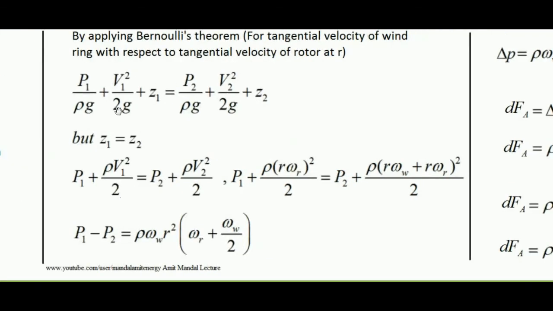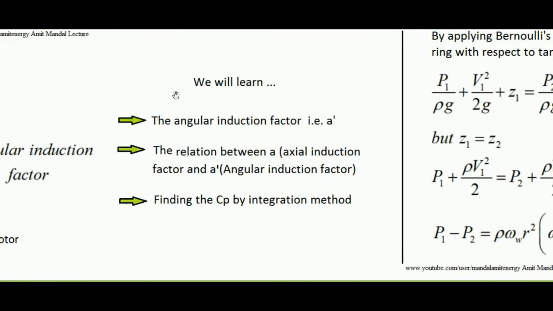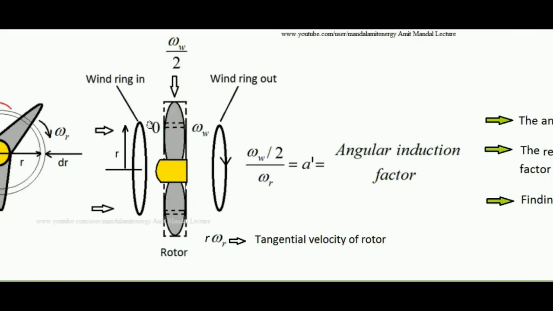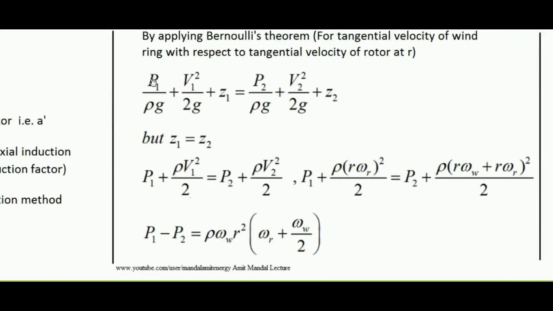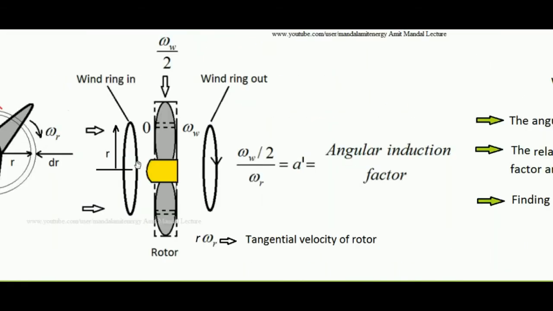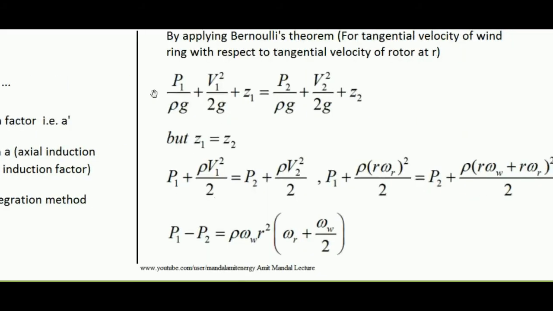Now let's apply Bernoulli's theorem at a distance r, meaning the ring which we are considering. We apply Bernoulli's theorem, that is P1 by rho g plus V1 square by 2g plus Z1. This is the initial position, when the wind is just striking the blade, and finally when this wind ring is out. P1 stands for initial and P2 stands for final.